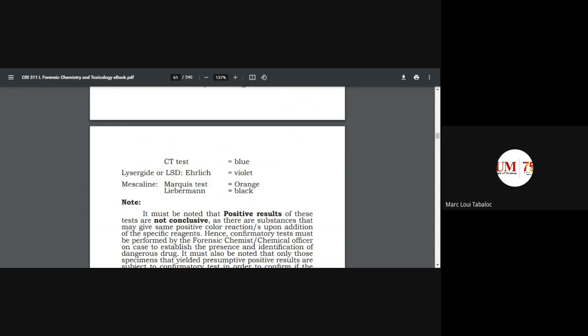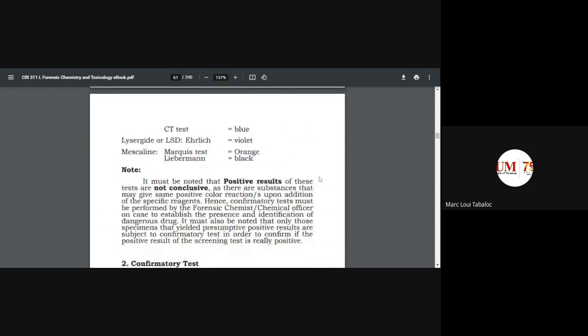Okay? This is still part of the initial or screening test phase. But just take note: if the color changes according to the presumption during the screening test and there is a positive result from the color test, it does not mean that it is a match. Conclusive? No, not yet. Right? We have two phases. We still need to conduct confirmatory tests.